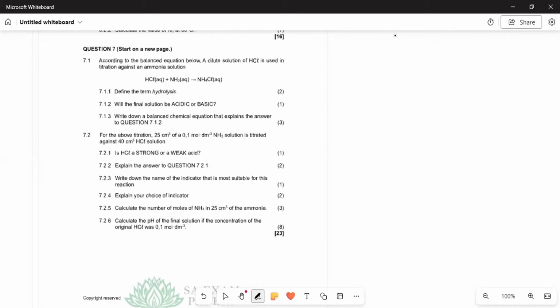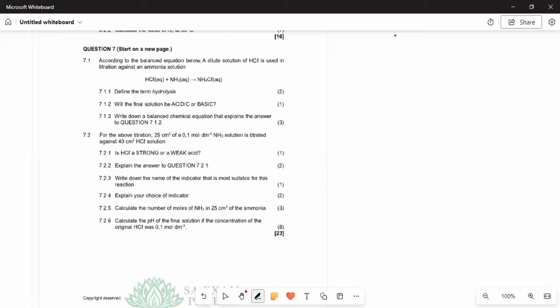Now, in this video, I just wanted us to look into acids and bases, and our main focus is going to be on question 7. Question 7 is based on hydrolysis as well as pH calculations, which are the two things we're going to cover in today's lesson. First, 7.1 says, according to the balanced equation below, a dilute solution of hydrochloric acid is used in titration against ammonia solution. Now, 7.1.1 wants us to define hydrolysis.